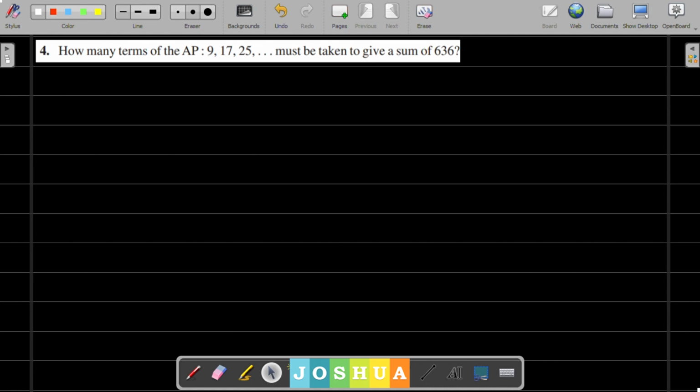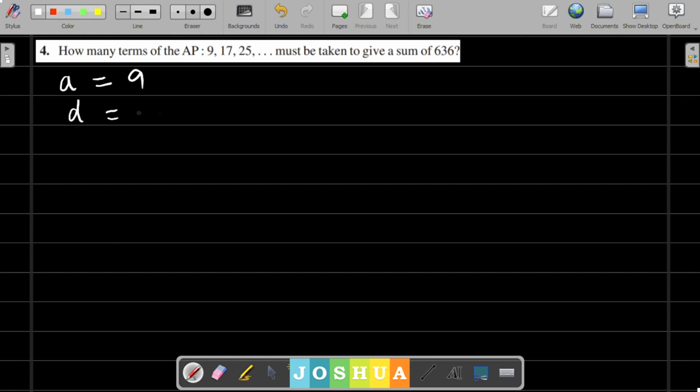Question number 4. How many terms of the AP 9, 17, 25 must be taken to give a sum of 636? We start with what are the things available with this. First, A is equal to 9. So I'm starting with A is equal to 9, the first term of the expression.